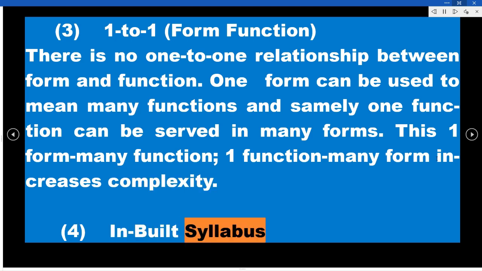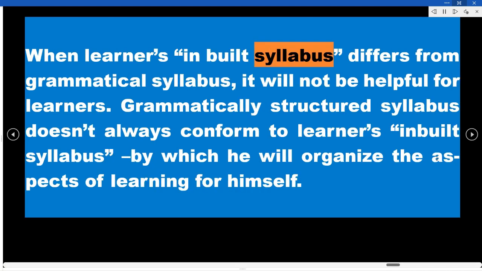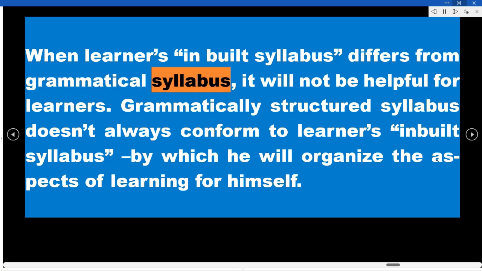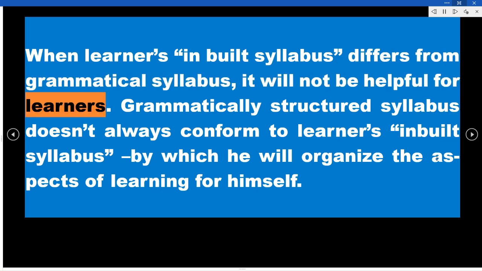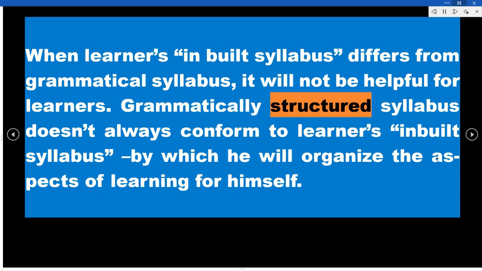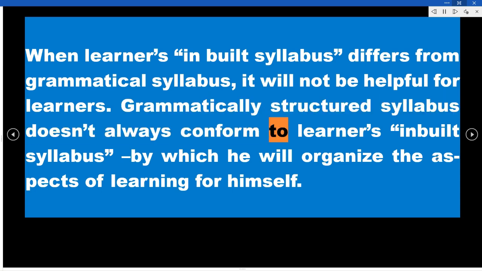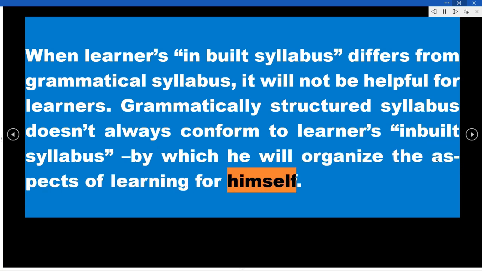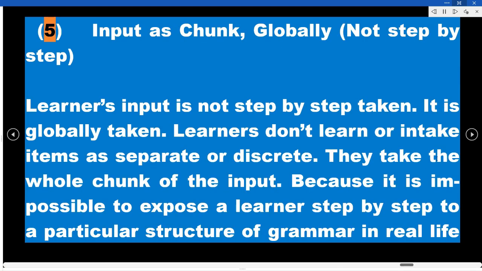4. Inbuilt syllabus. When the learner's inbuilt syllabus differs from the grammatical syllabus, it will not be helpful for learners. A grammatically structured syllabus doesn't always conform to the learner's inbuilt syllabus, by which he will organize the aspects of learning for himself.